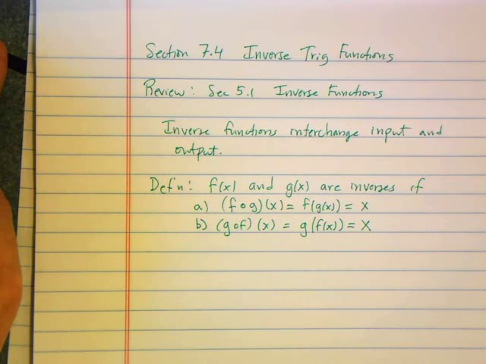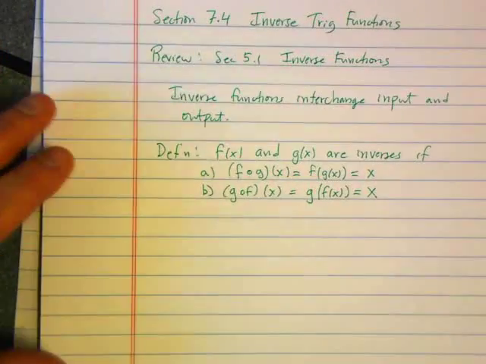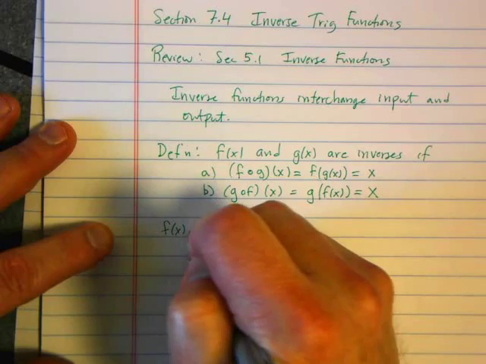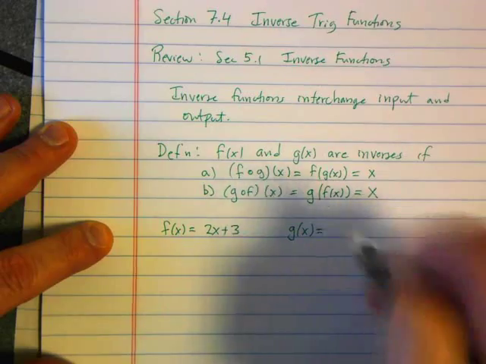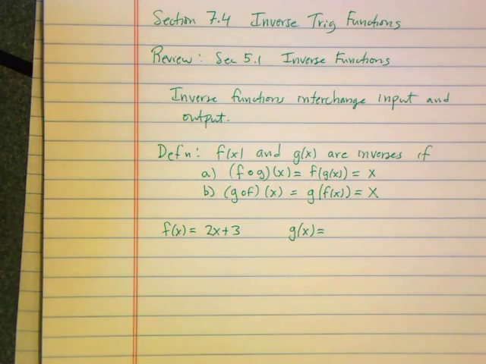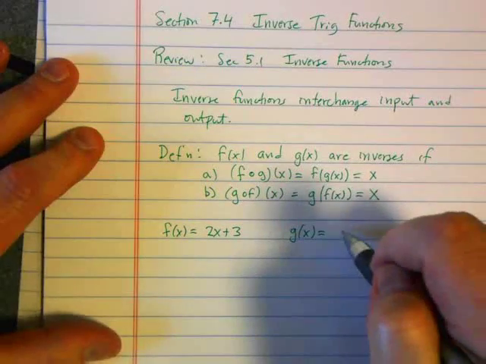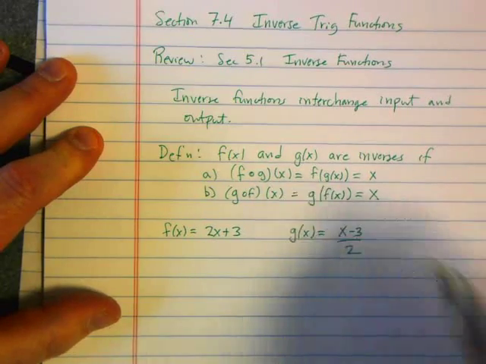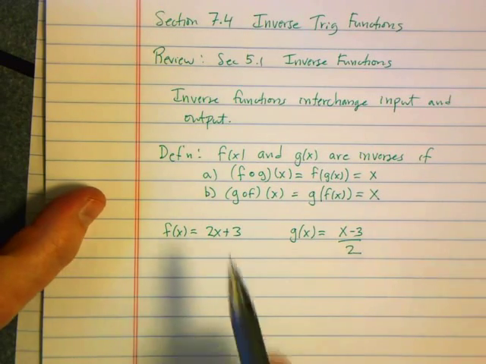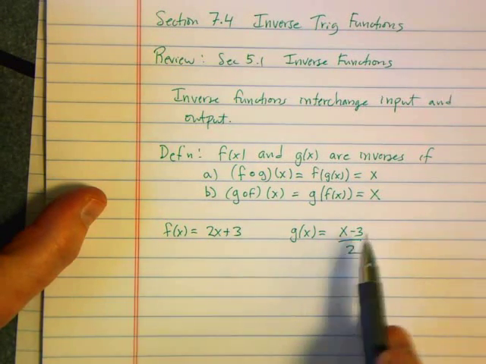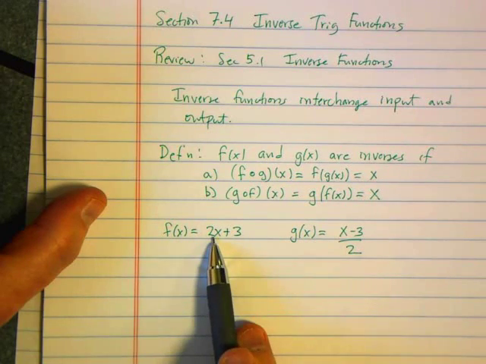Alright, so I'm going to make up a function here. How about f of x is 2x plus 3? What's the inverse of 2x plus 3? x minus 3 over 2. That seems like an excellent guess. Why does that seem like an excellent guess? Well, what's the opposite of adding 3? The opposite of adding 3 is subtracting 3. And what's the opposite of multiplying by 2? Dividing by 2.